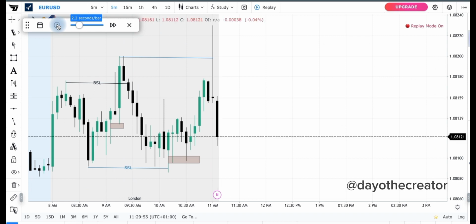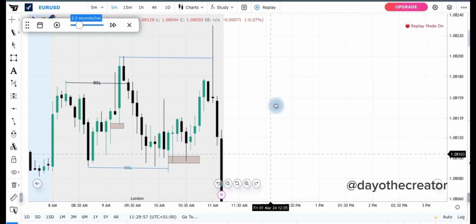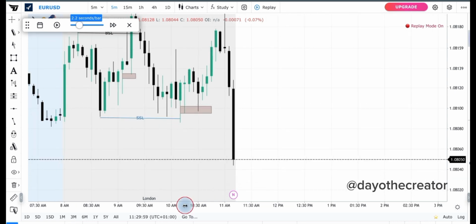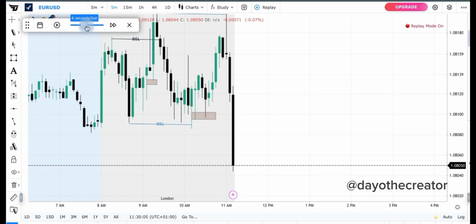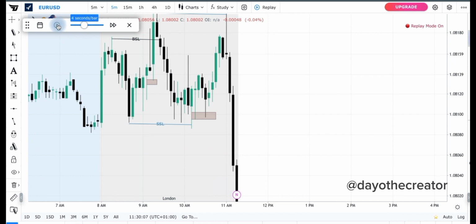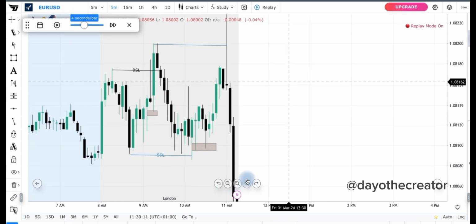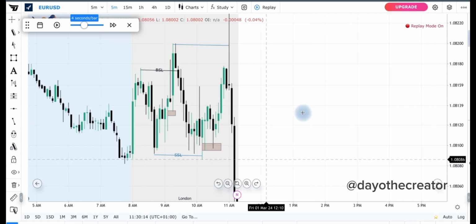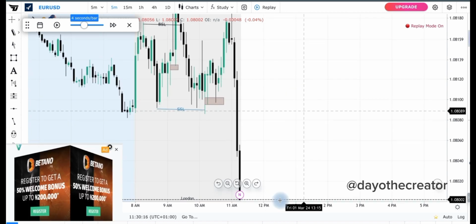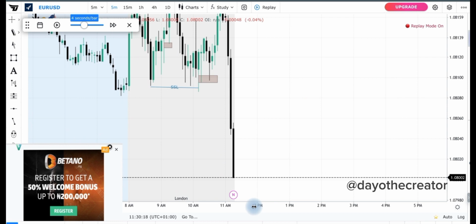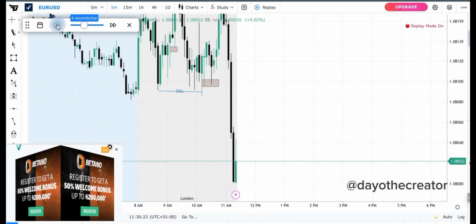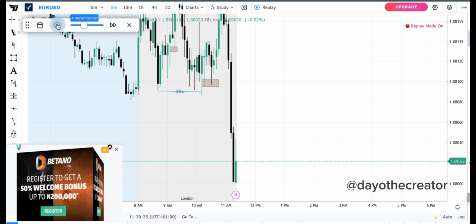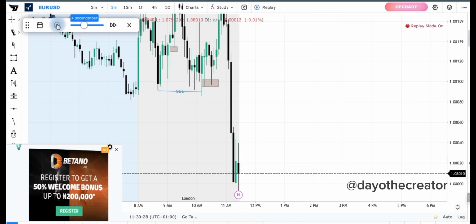As you can see, it has sold down. After it has sold down, let's see whether it's going to close with a body or it's going to close with a wick. As you can see, the market has closed with a body. Let's say this is 11 o'clock. Let's see what the market does.